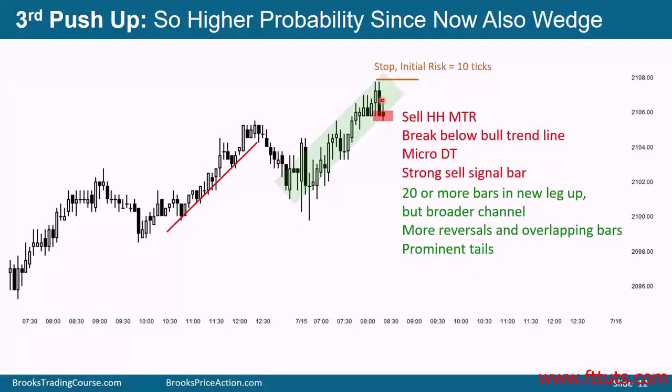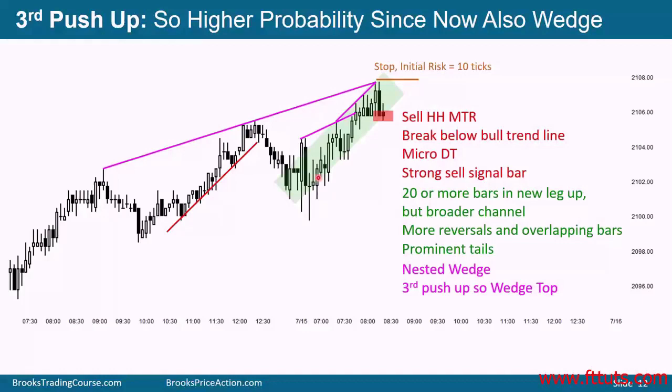This is a fairly tight channel and a new leg up, but it's within a broader channel, and you're getting much more selling pressure here, here, here. Therefore, there's a higher probability that the bears will finally get a major reversal, a couple legs and 20 or more bars down.